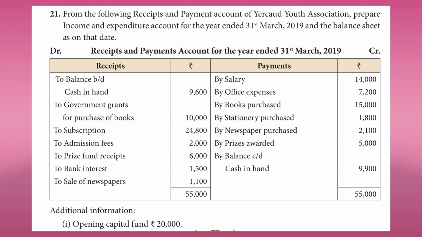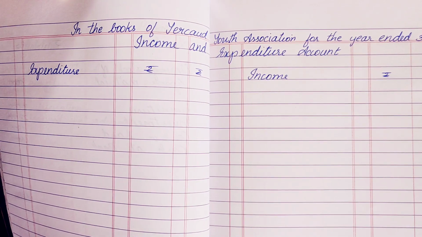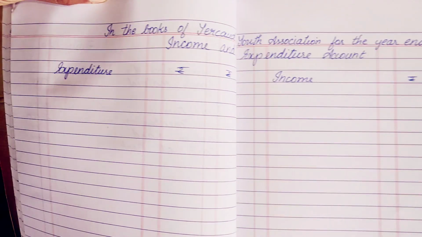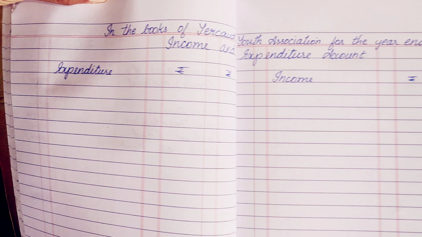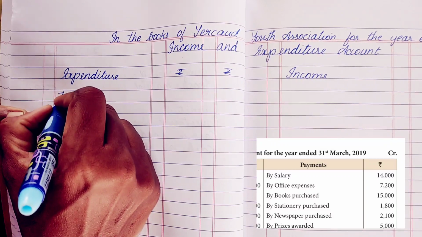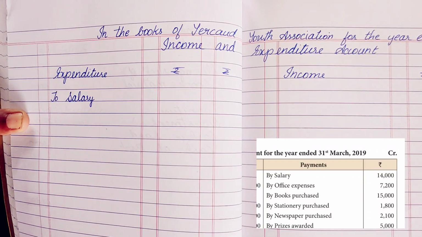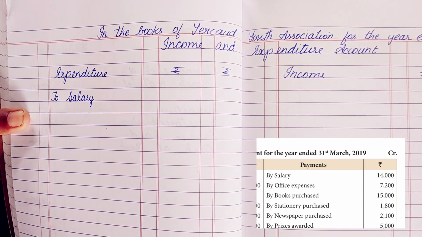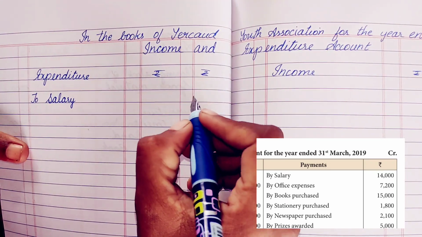So let's start the sum with the income and expenditure account. The sum starts with the title of the sum, in the books of Yerkad Youth Association for the year ended 31st March, income and expenditure, which you can get from the first line of the problem. Next, the income and expenditure format is ready with the expenditure on the debit side and income on the credit side. So the first item we are going to record is on the expenditure side, which is salaries paid. This also can be got from the receipts and payments account payment side, which is rupees 14,000.